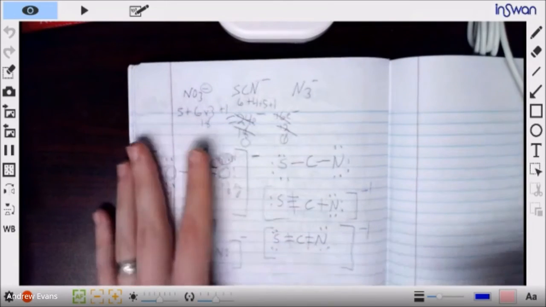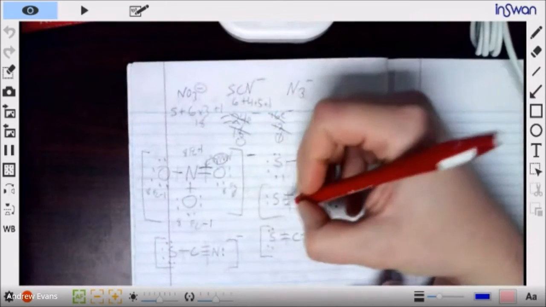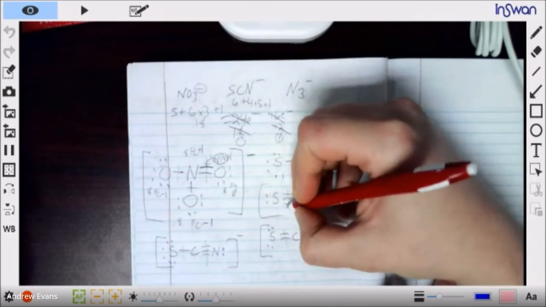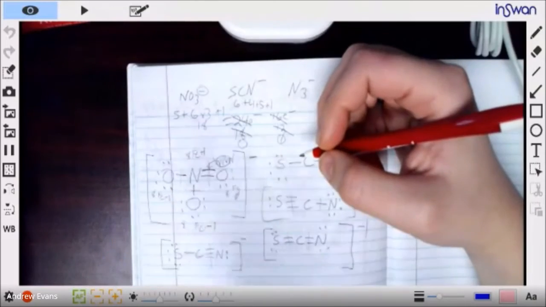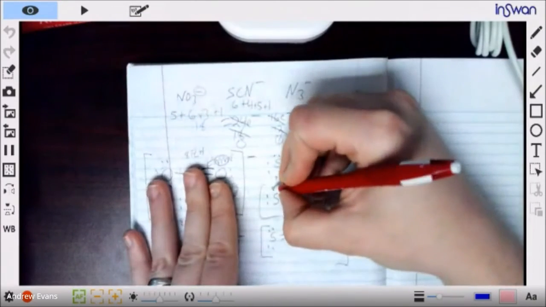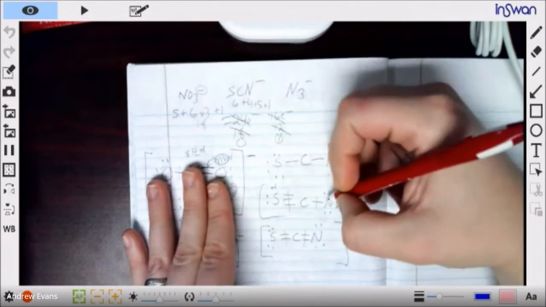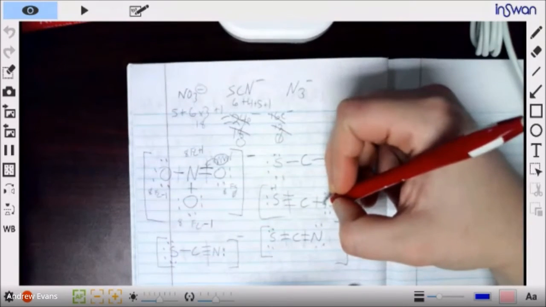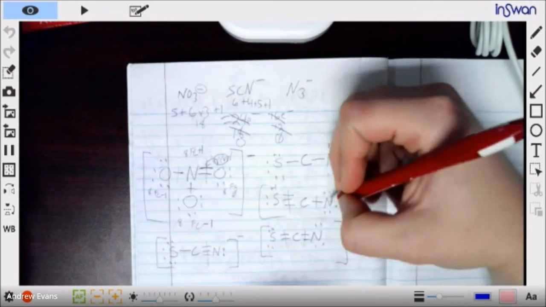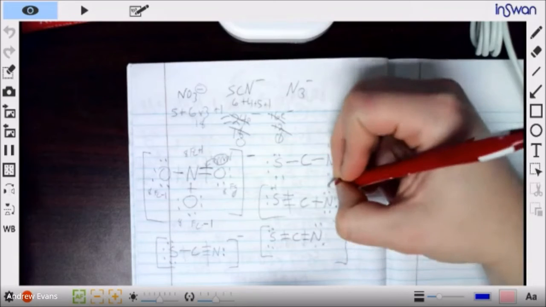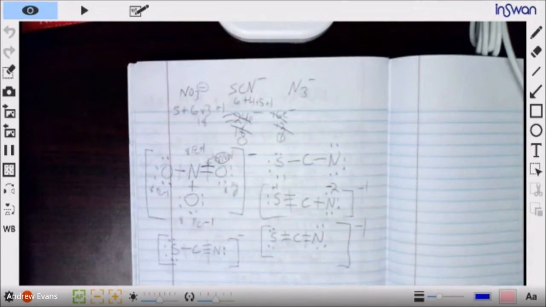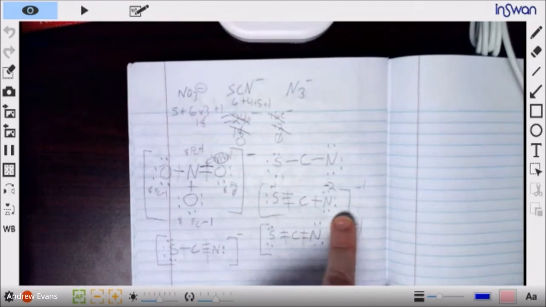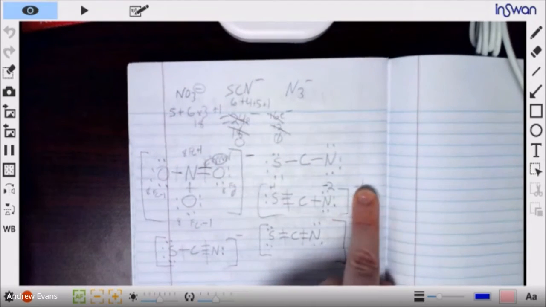So let's look. In this structure, 1, 2, 3, 4, 5. Sulfur is supposed to have 6. So we're putting a positive 1 on the sulfur. Nitrogen should have 5. 1, 2, 3, 4, 5, 6, 7. So the charge is -2 on the nitrogen. +1 and -2 add up to -1.